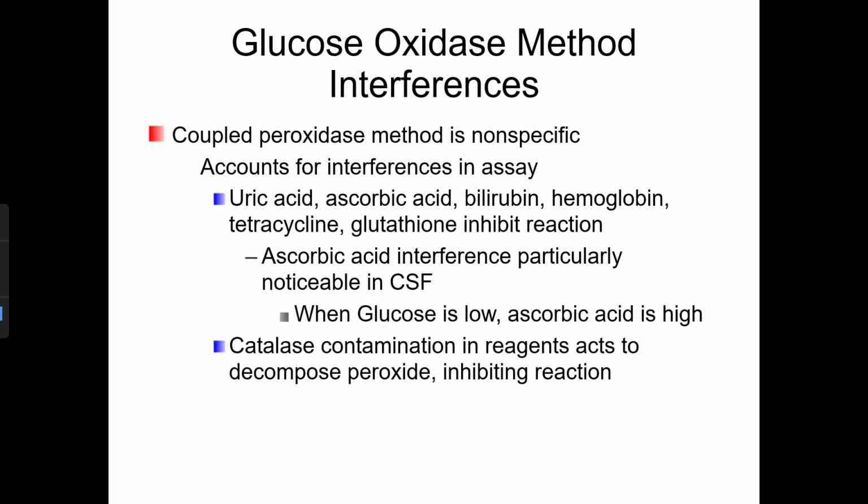Coupled peroxidase method is nonspecific and accounts for interferences in the assay. Uric acid, ascorbic acid, bilirubin, hemoglobin, tetracycline, glutathione inhibit the reaction. Ascorbic acid interference is particularly noticeable in CSF. When glucose is low, ascorbic acid is high. Catalase contamination in reagents acts to decompose peroxide, and that inhibits the reaction.